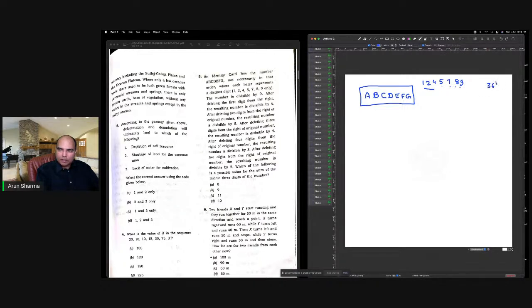3, 7, 12, 19, 27, 36. Our sum is 36 here. I'm talking about that because the first information given to me is that the number is divisible by 9. All the digits are used, and the sum of digits being 36, a number with digit sum 36 will be divisible by 9. Next, after deleting the first digit from the right, the resulting number is divisible by 6.